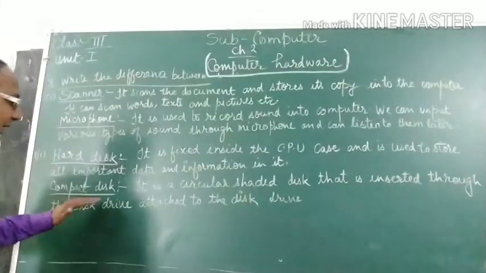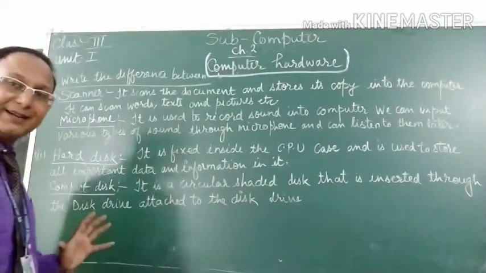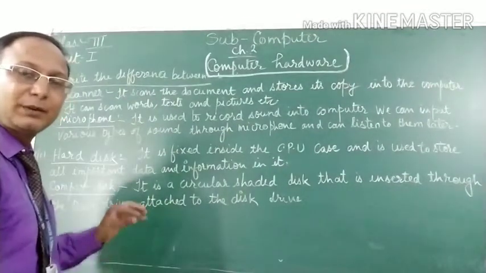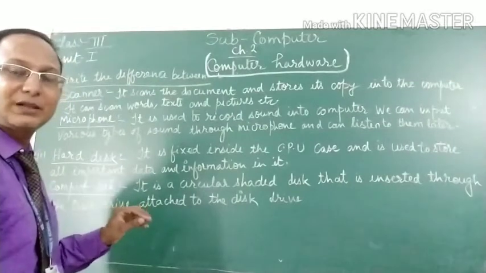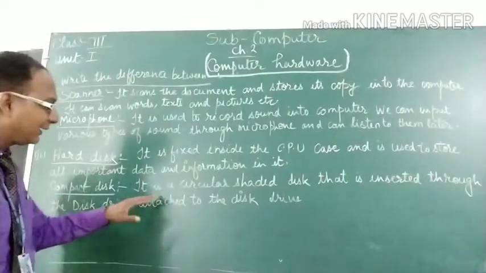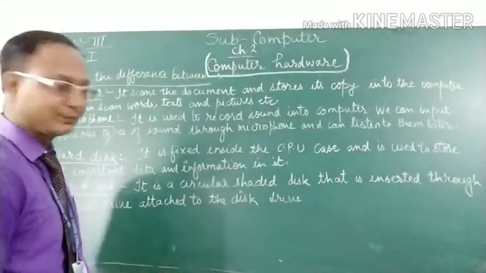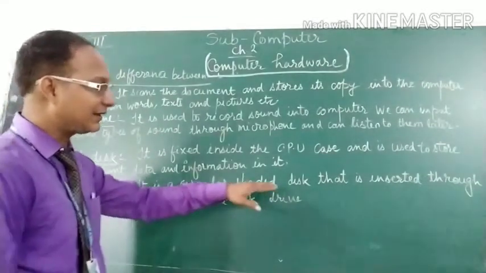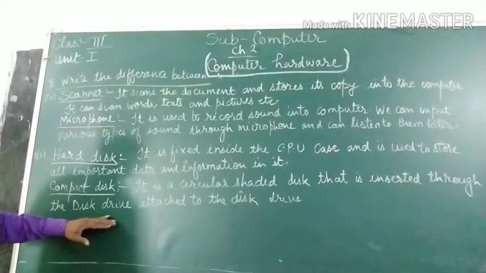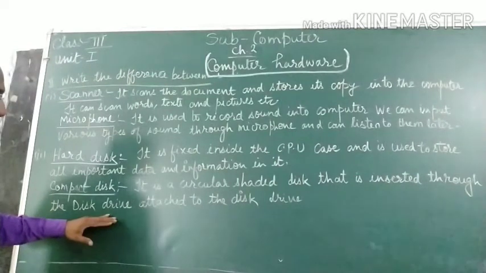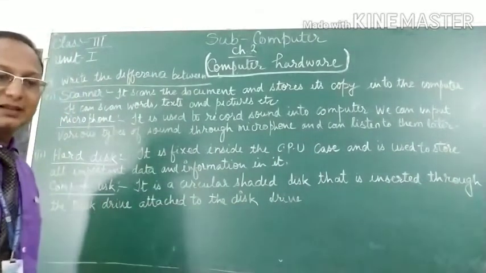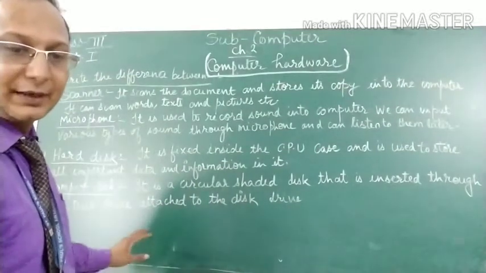Now compact disk, also known as CD. You know CD very well; all of you have seen a CD. We put the CD in the CD drive. It is also a storage device used to store data. Now what you have to write? It is a circular shaped disk that is inserted through the disk drive, attached to the disk drive.